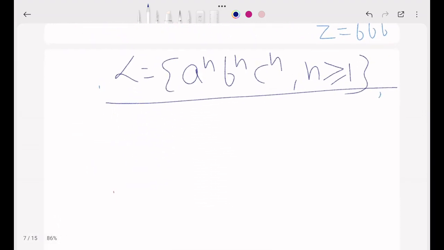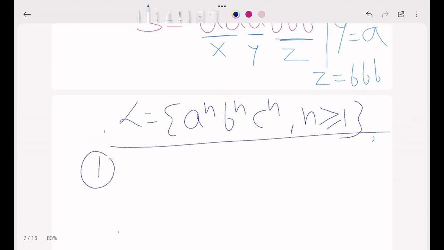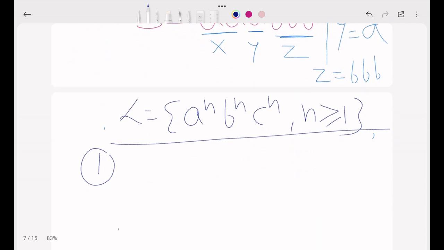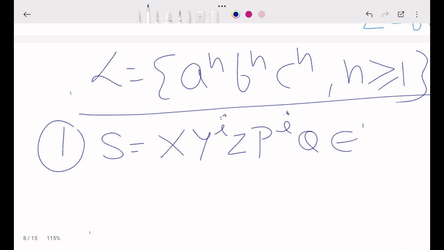Now see here, this language. The first one I will copy and paste from here. Here I have written s is equal to x y^i z. In place of this I am writing s is equal to x y^i z p^i q. You can write anything, no need to copy this one. It must belong to L for all i. Condition number 1, very simple.